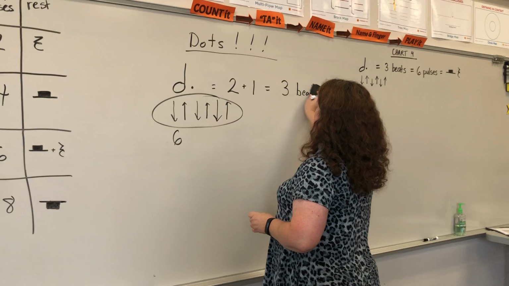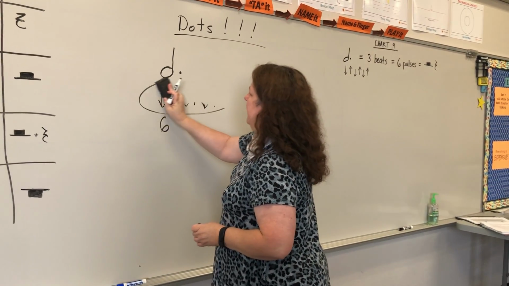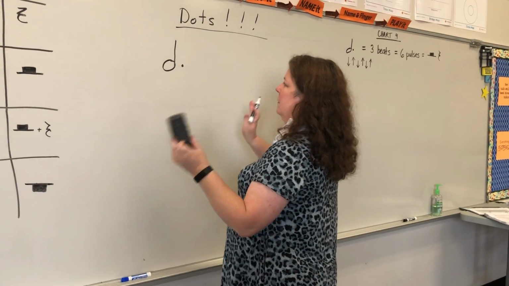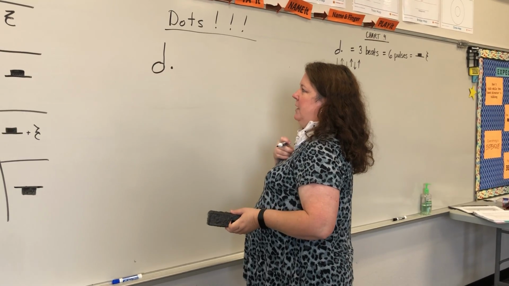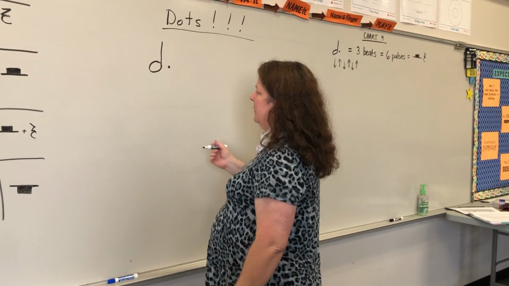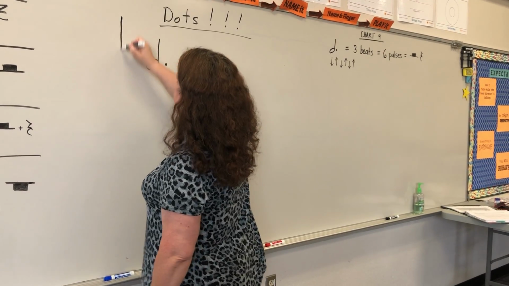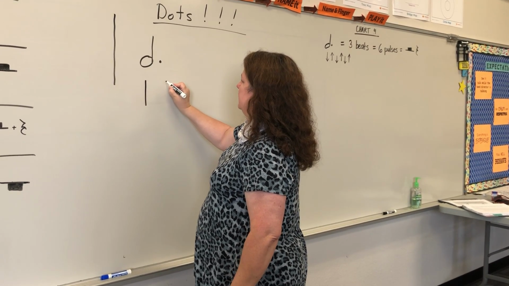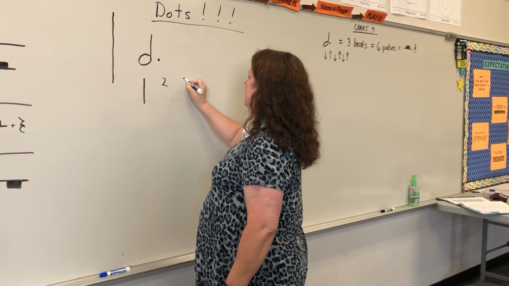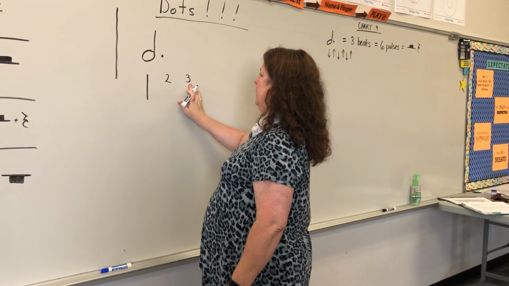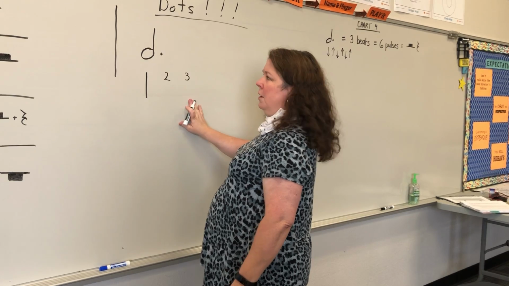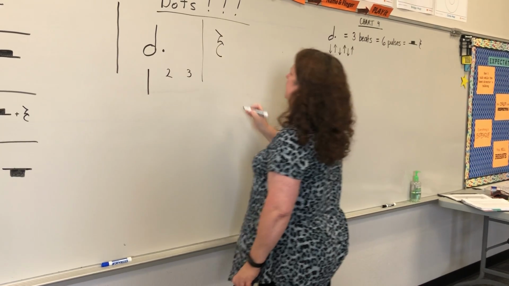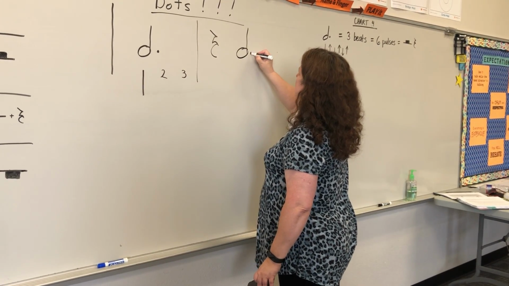Now, let's count. What would the counts look like for a dotted half note? This can appear anywhere in your measure, so the first number may not always be a 1. But if we were at the beginning of the measure, this would be a count 1, big 1. It gets 3 beats, so it's also going to get beat 2 and beat 3. Big 1, little 2, little 3.